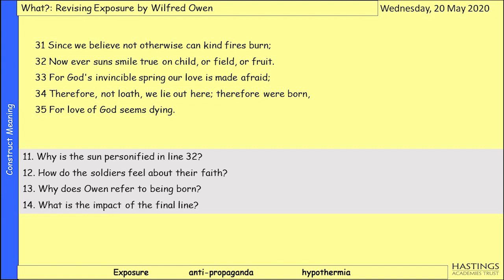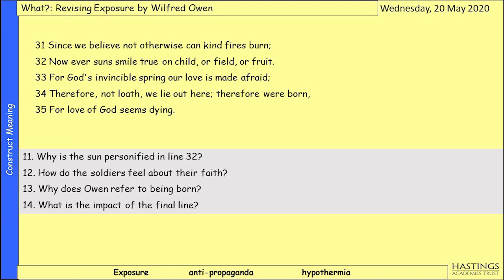Stanza 7. Since we believe not otherwise can kind fires burn, now ever suns smile, true on child, or field, or fruit. For God's invincible spring our love is made afraid, therefore not loath. We lie out here, therefore were born, for love of God seems dying. Pause the video now and answer the questions.